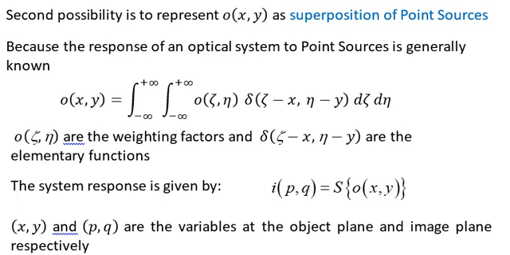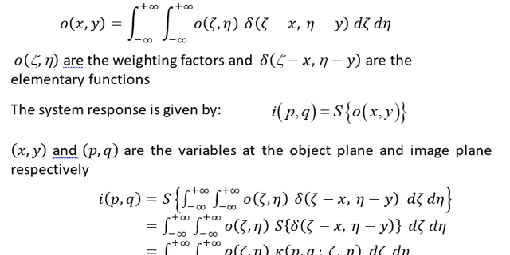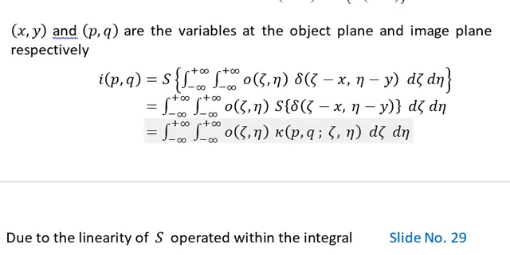X and Y and P and Q are the variables at the object plane and the image plane respectively, as we have stated earlier. So now we are going to operate S on the input. So we have I, that is the output at the coordinates P and Q, equal to the system operator operating on the input given within the curly bracket in terms of the superposition of the point sources, where O at zeta and eta gives you the weighting factor of the point source, and the point source is delta of zeta minus x comma eta minus y.